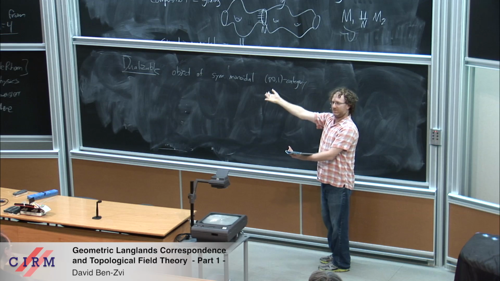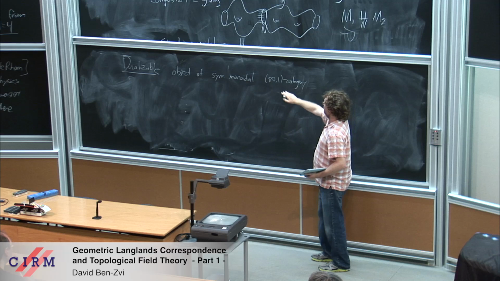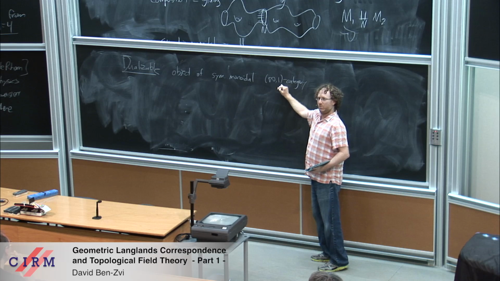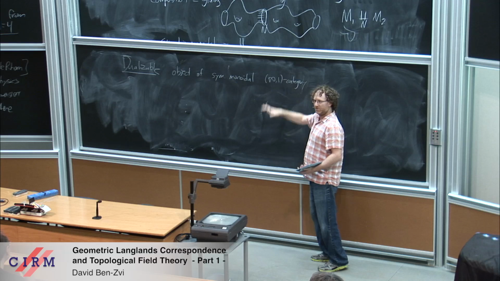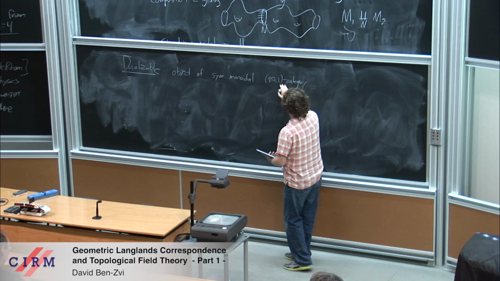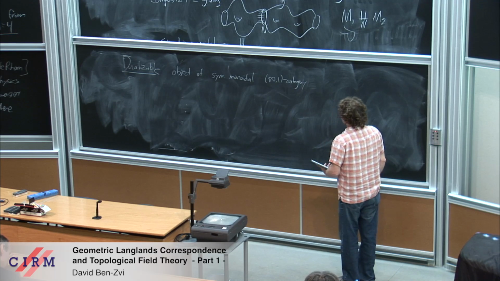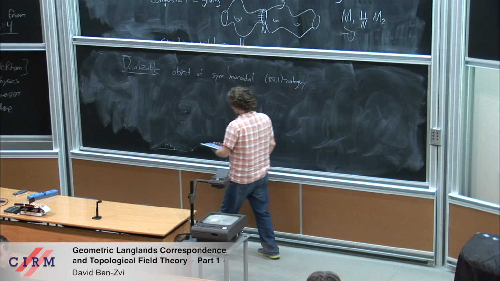But I can always forget some of those. So an infinity n category I can always think of as an infinity 1 category, where I just forget every morphism above degree 1 that's not invertible. So it still goes all the way up, it just only has invertible morphisms above degree 1. Okay, so what does it mean, a dualizable object?